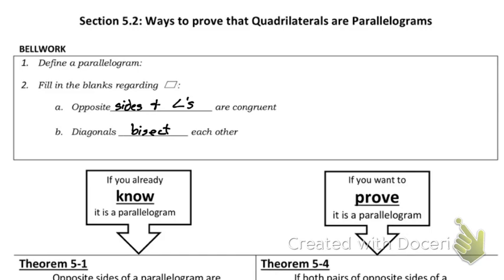All right, that's a parallelogram. That's what we learned yesterday. Before we start today's lesson, what questions do we have from the homework? Make sure I have my homework somewhere. Isabella.